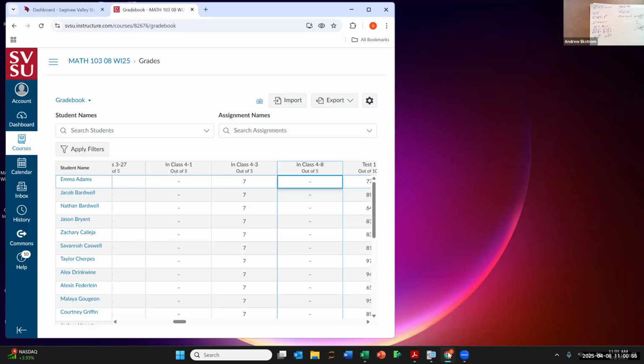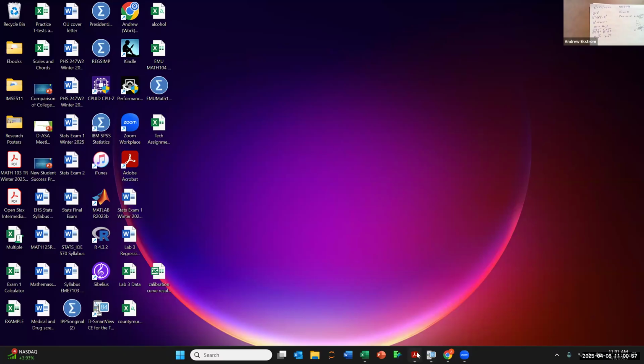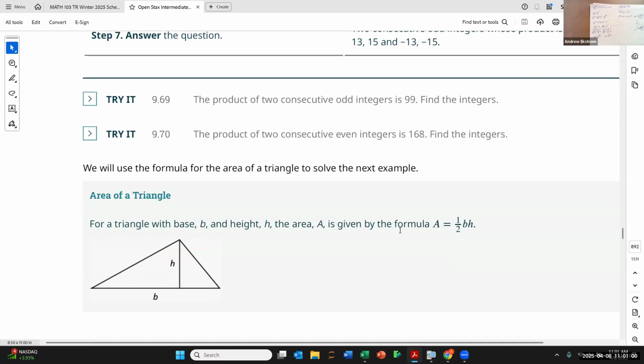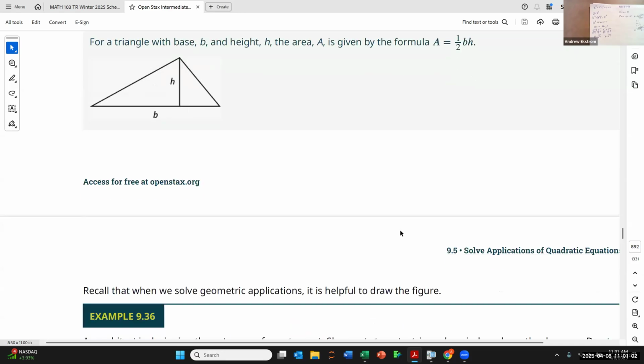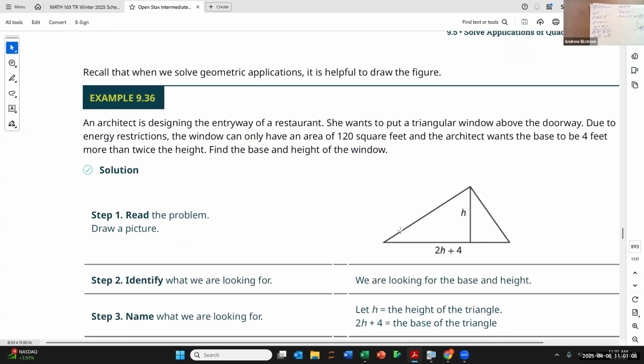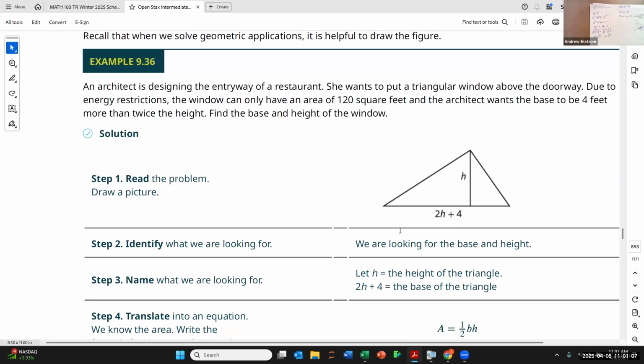When we're looking at some of these, it's the same thing over and over again. So it says here, an architect is designing an entryway of a restaurant. She wants to put a triangular window above the doorway due to energy restrictions. The window can only have an area of 120 square feet. The architect wants the base to be 4 feet more than twice the height. Find the base and the height of the triangle.